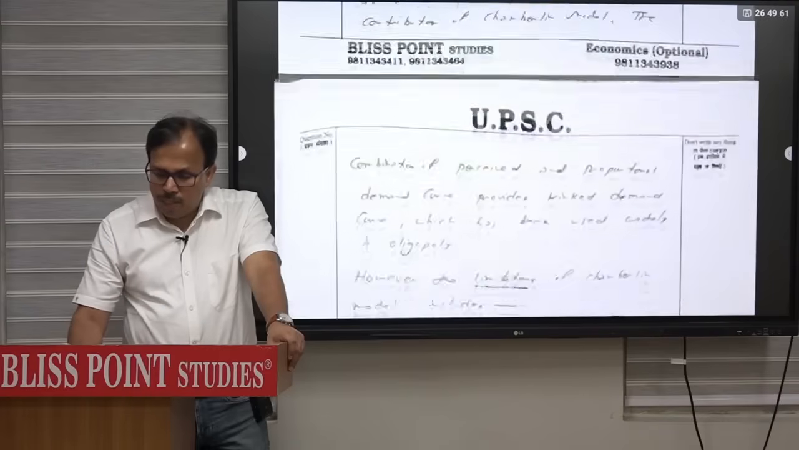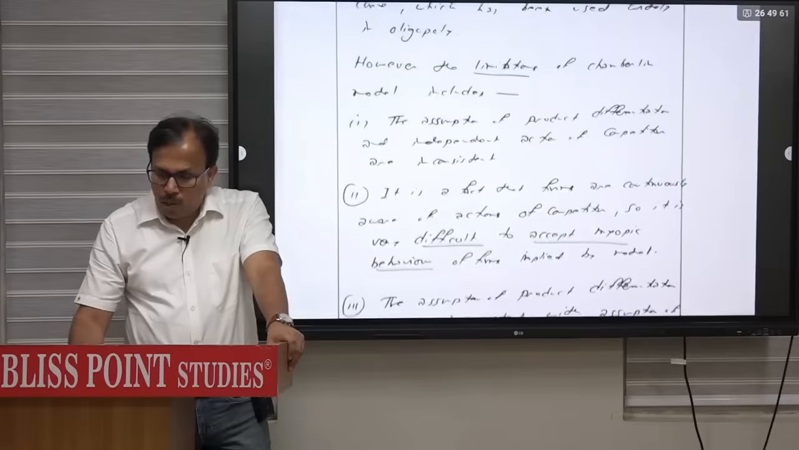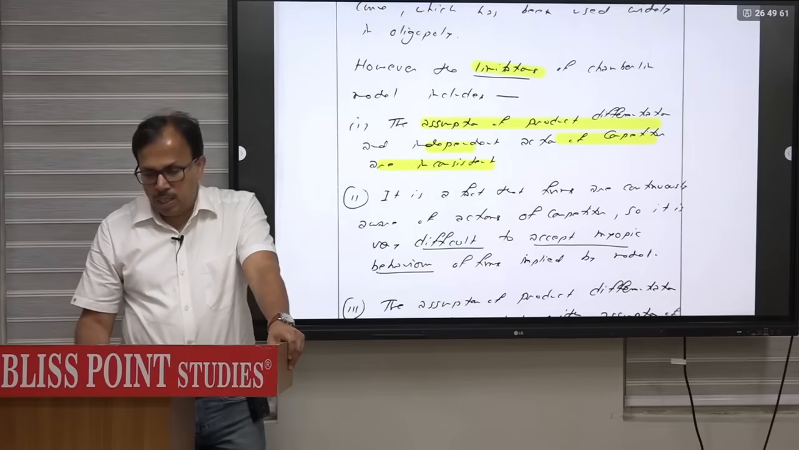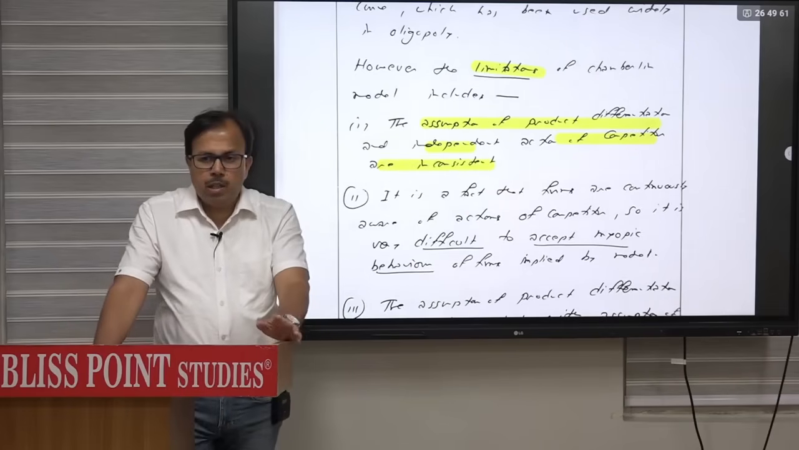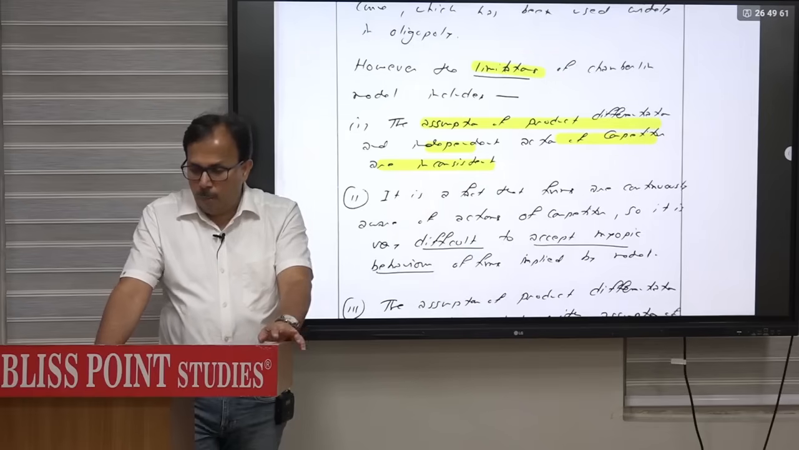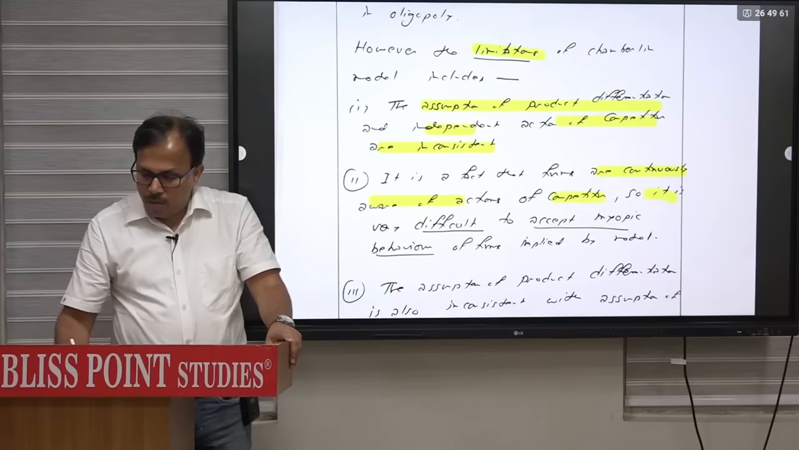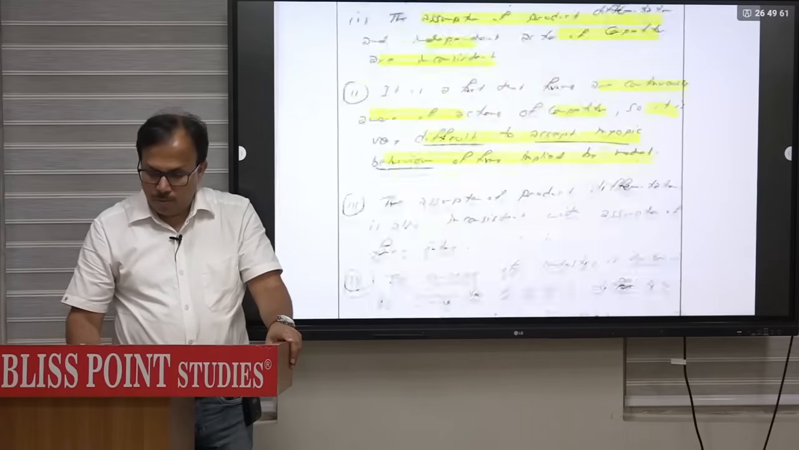फिर उसके बाद significance add करेंगे, and then you have to point out the limitation. The assumption of product differentiation and independent action of competitors are inconsistent. Product अलग भी है और हम assume कर रहे हैं कि behavior independent होगा, they are not consistent. It is a fact that firms are continuously aware of actions of competitors, so it is very difficult to accept myopic behavior of firms implied by the model.